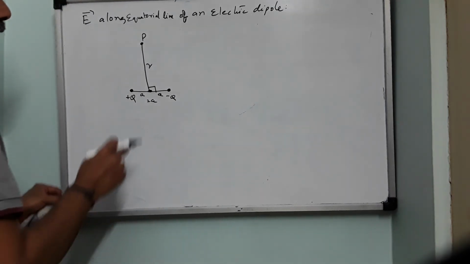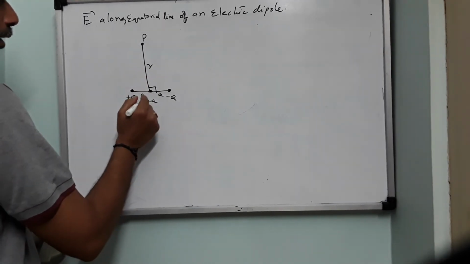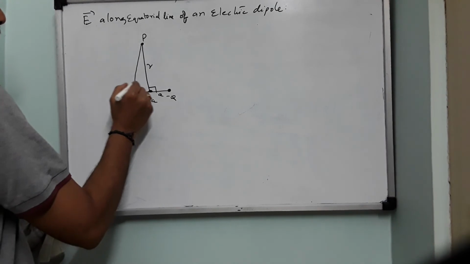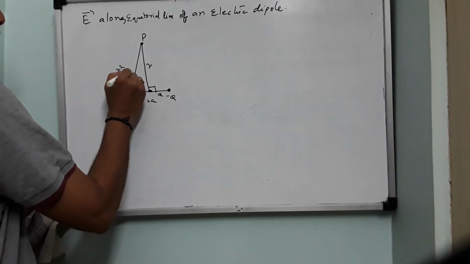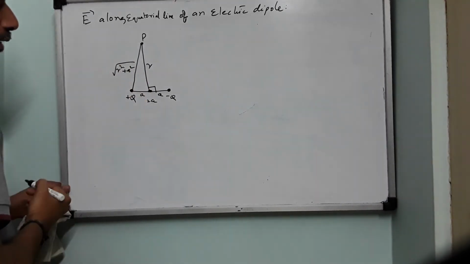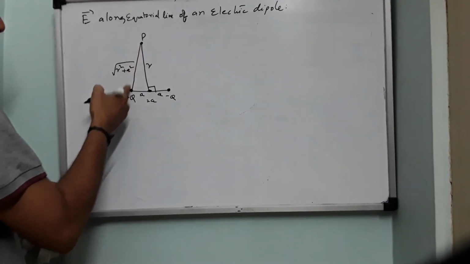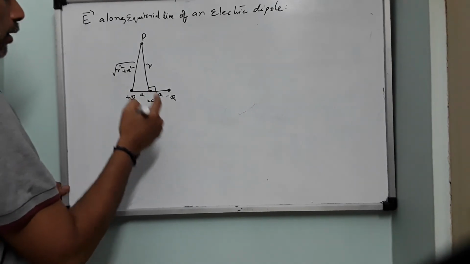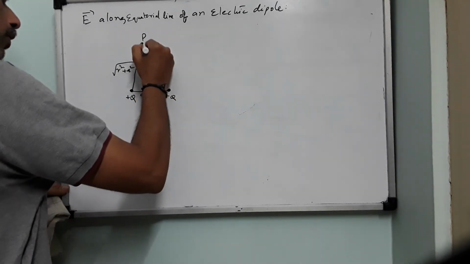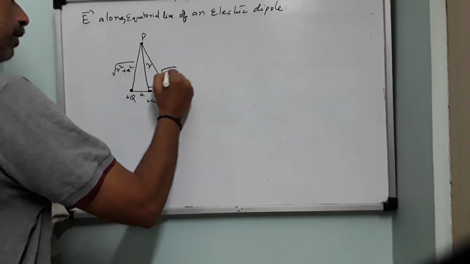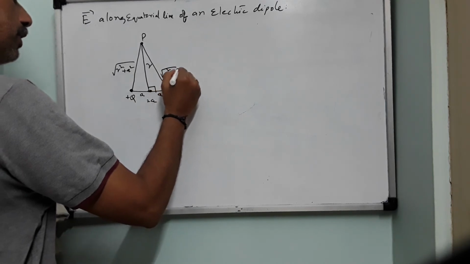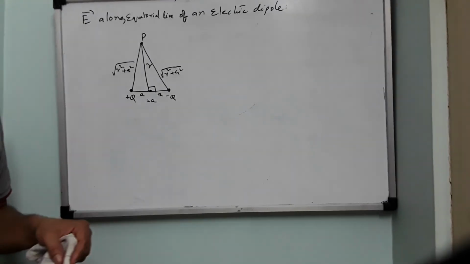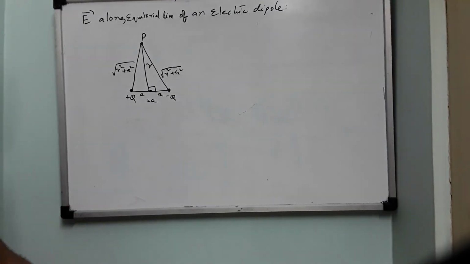Now in such a case, if this is R, then plus Q is located at a distance of root over R square plus A square, by the Pythagoras theorem. This distance you want. You know this distance as R, this distance as A. Similarly, minus Q is also located at the same distance, root over R square plus A square. This is only the geometry you have made now, but you have not come to the concept.